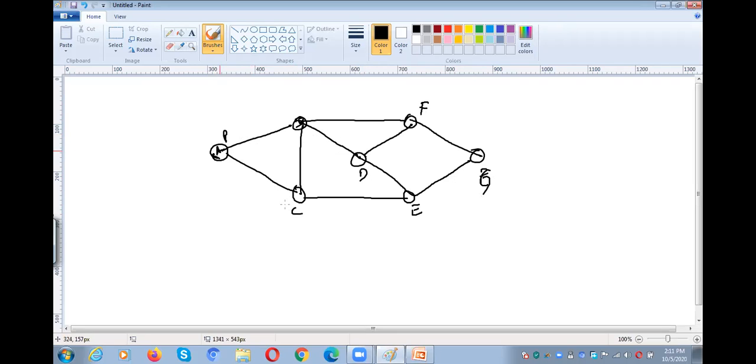Whenever a packet comes from this direction, it will forward the packet to the other directions, except this route. Again, whenever there is a packet coming from B, the D node will forward the packet in this direction and this direction. Already B forwarded the same packet here. Again, F, whenever the packet comes from this direction, will forward the packet to this direction.